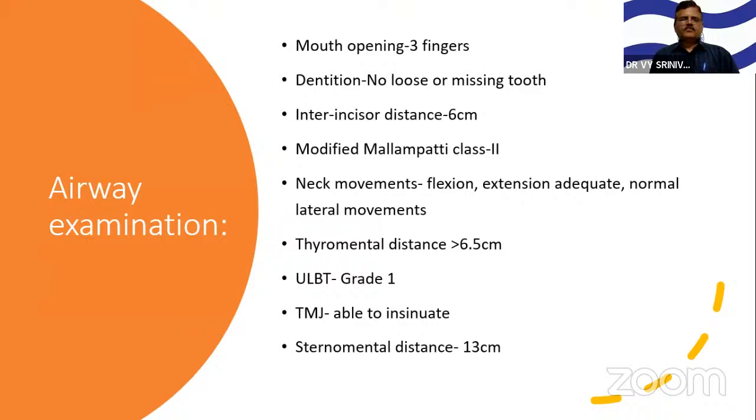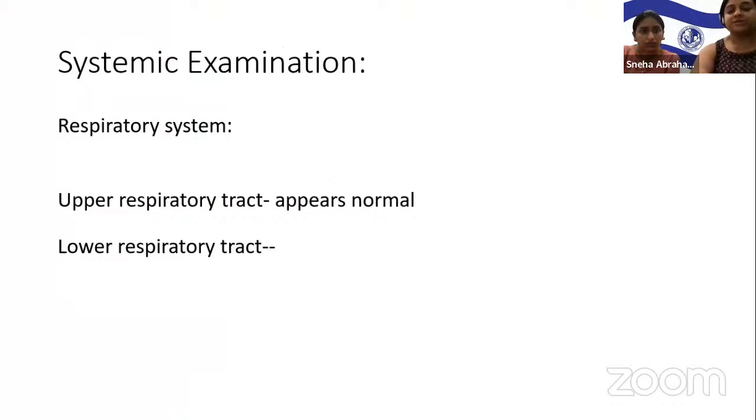Continue, please. The neck movements of flexion and extension were adequate. There were normal lateral movements. The thyromental distance was found to be more than 6.5 centimeter. Upper lip bite test grade 1. Temporomandibular joint, we were able to insinuate finger. Sternomental distance was found to be 13 centimeter. Coming to systemic examination, respiratory system, the upper respiratory tract was found to be normal.